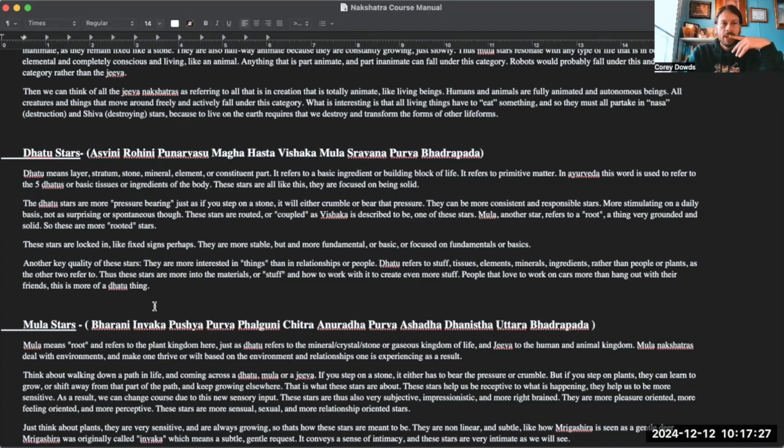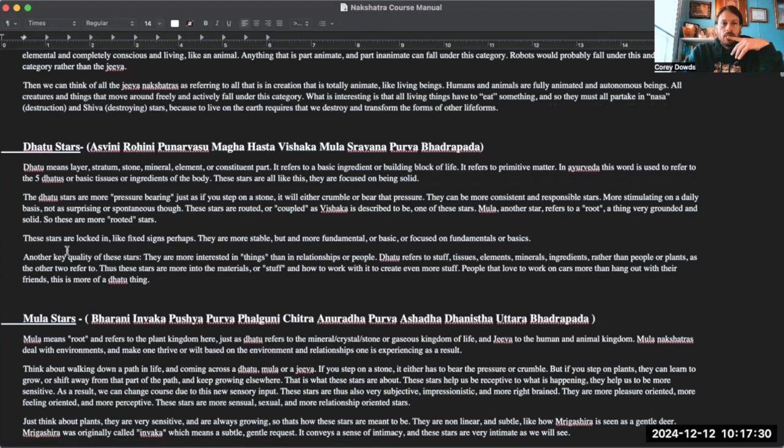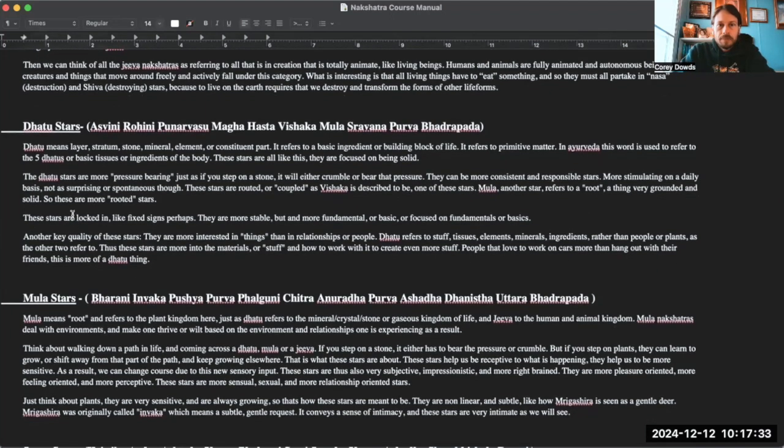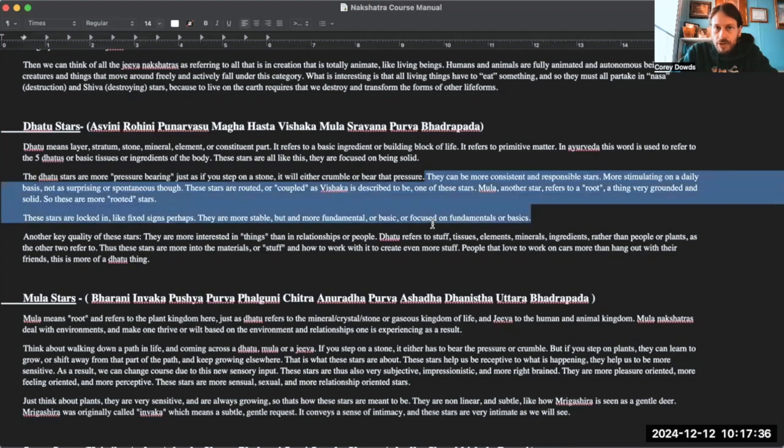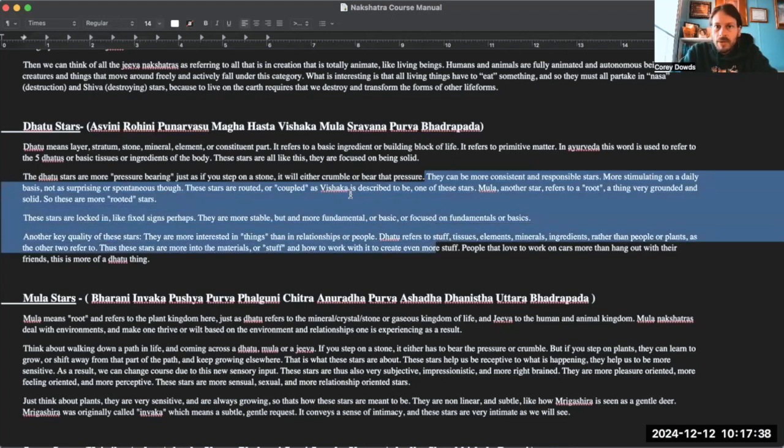Eat more, even that. So yeah, another quality of these stars, let me make sure I read all this because it's all very important. They can be more consistent and responsible stars, more stimulating on a daily basis, but not as surprising or spontaneous. These stars are rooted or coupled, as Vishaka is described to be one of these stars. Mula, another star, refers to a root, a thing very grounded and solid, but Mula is not a Mula nakshatra. It's actually Dhatu, which is confusing, I know. But these are more solid, heavy, anchored stars, you could say.